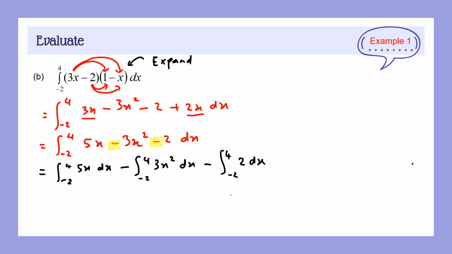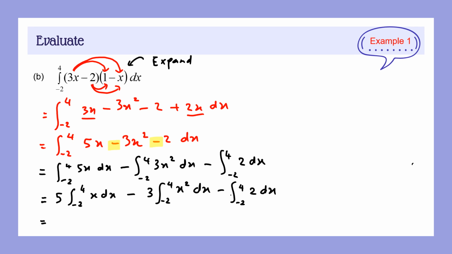And then this one we get, before we integrate, we bring out 5, we get 5 integrate negative 2 to 4 x dx minus 3 integrate negative 2 to 4 x squared dx minus integrate negative 2 to 4 2 dx. And then we integrate: 5 integrate x, we get x squared over 2, evaluate from negative 2 to 4, minus 3 times x cubed over 3, evaluate from negative 2 to 4, minus 2x, evaluate from negative 2 to 4.